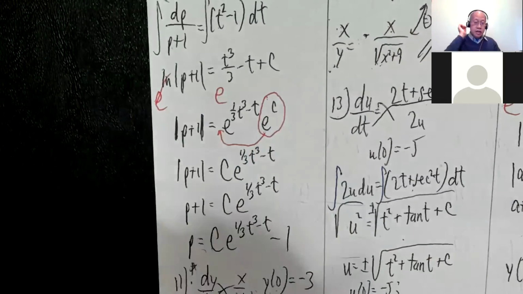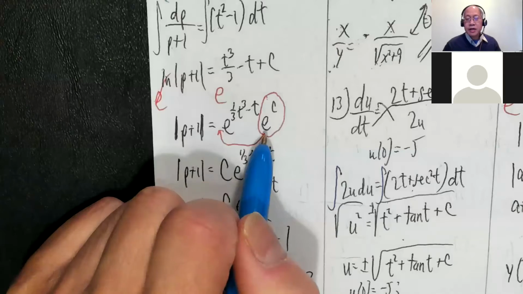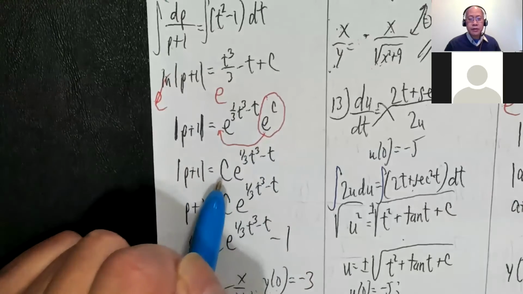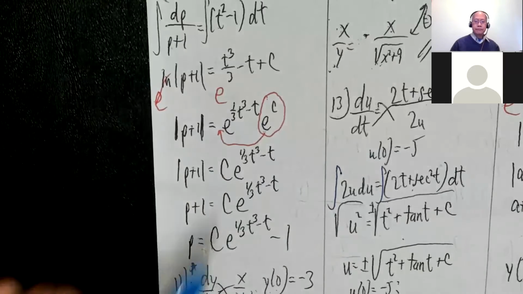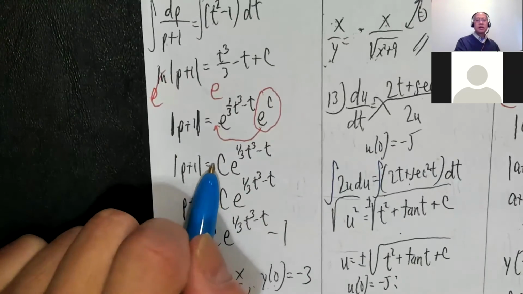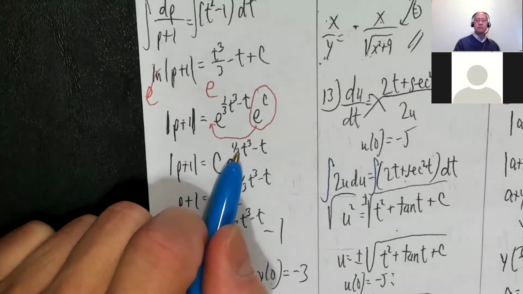And here's that tricky thing we said before. What is e to the c? If c is a constant, e to the c is still another constant. So I'll just sneak it in front and call it c. So I have absolute value of p plus 1 equals c e to the 1/3 t cubed minus t.